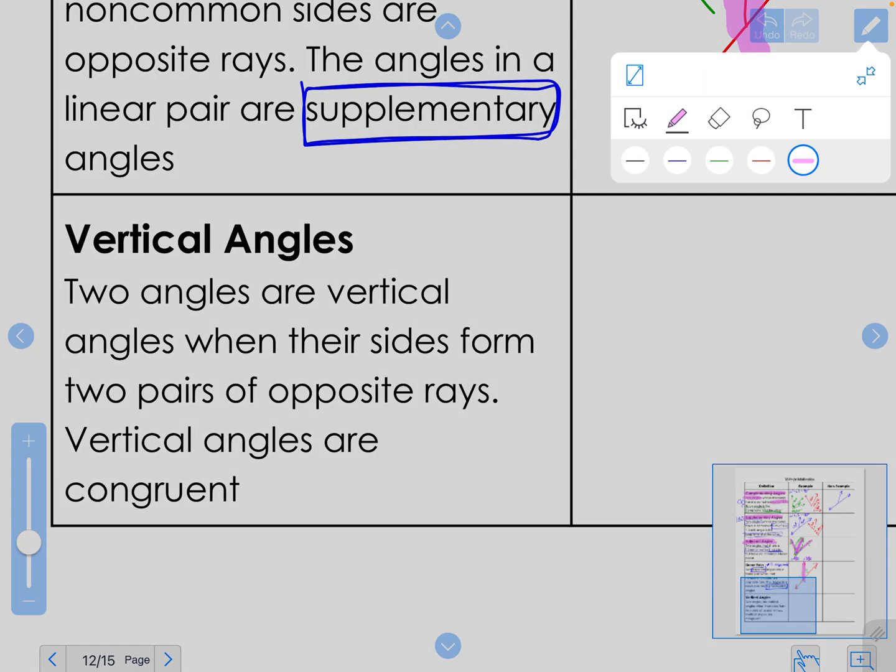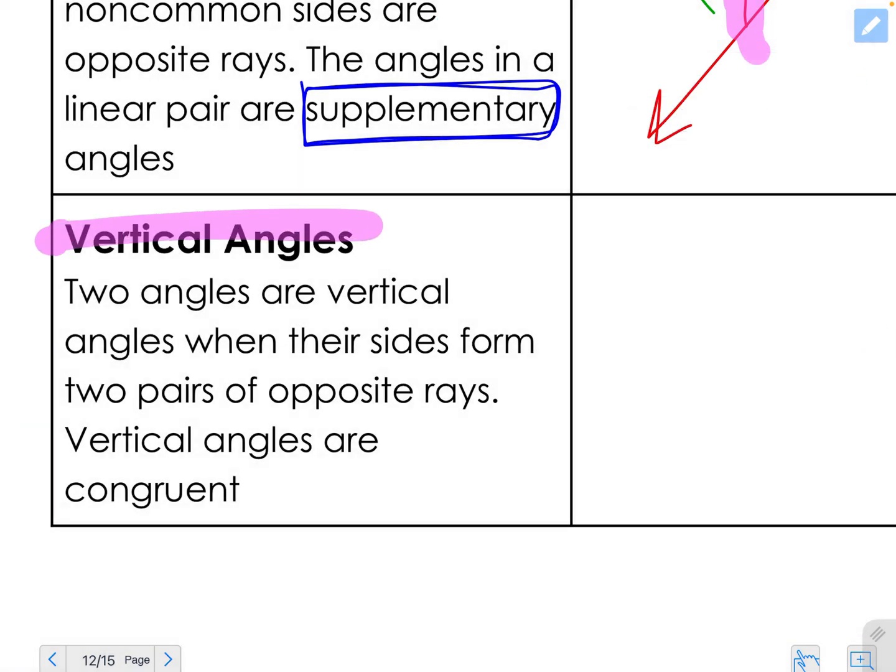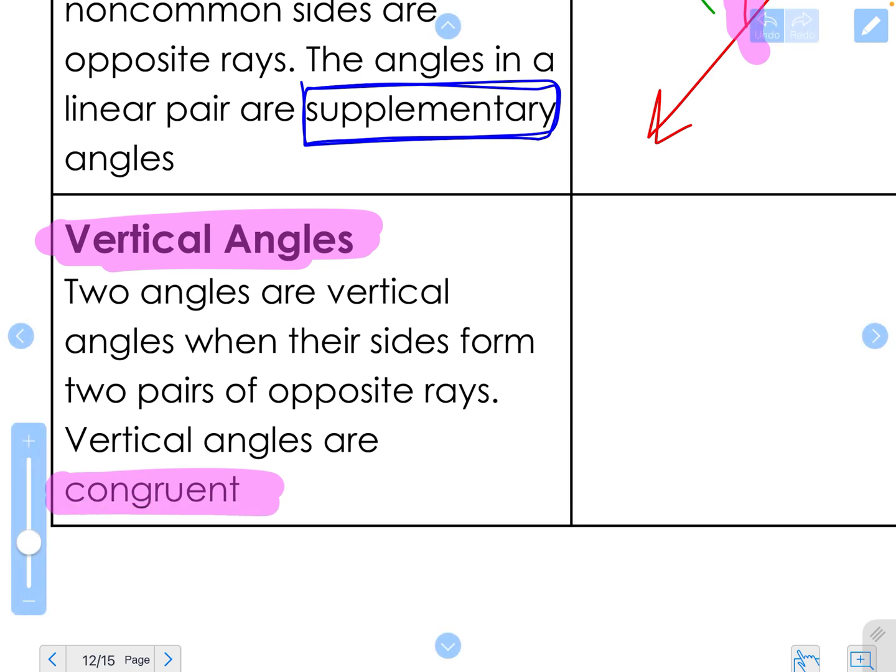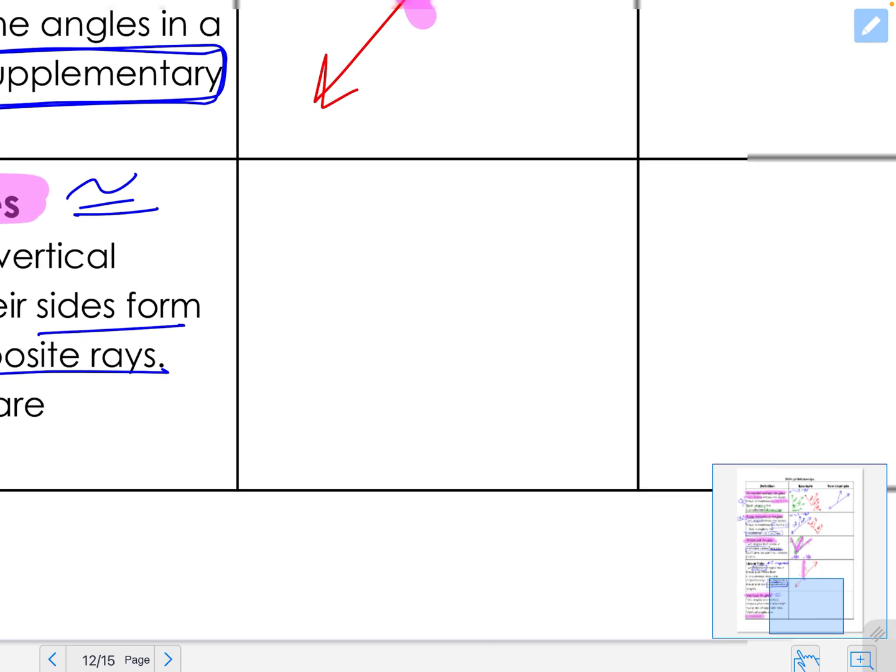All right, our final one is vertical angles. When we talk about vertical angles, the most important thing is that they are congruent. That is the thing we've got to remember: vertical angles are congruent. They are going to be the same. Two angles are vertical when their sides form two pairs of opposite rays. I'm going to show you what we mean by that.